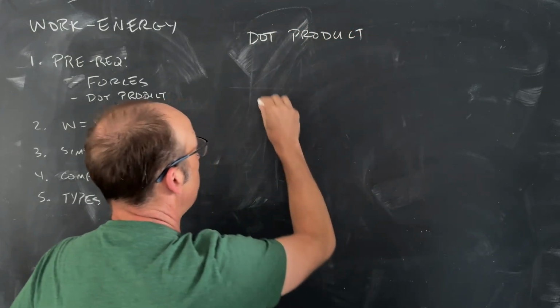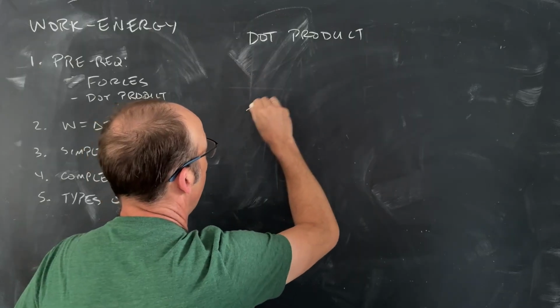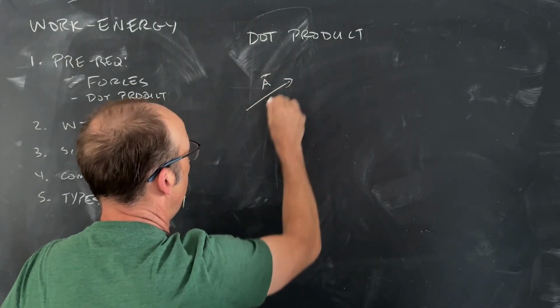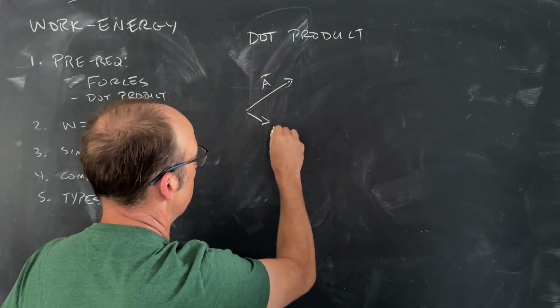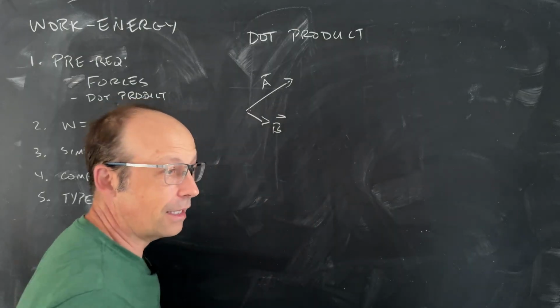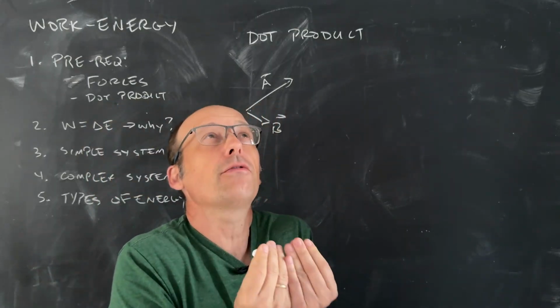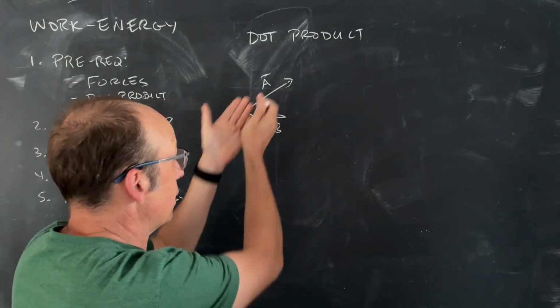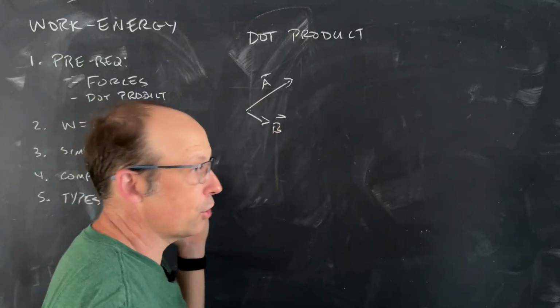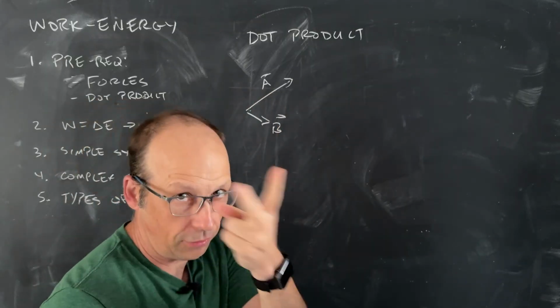So this is a way, suppose I have two vectors. I have vector A and I have vector B. I can take the dot product, and what it really tells me is how much of B is in the direction of A, or how much of A is in the direction of B. It doesn't matter. You can do it either way.